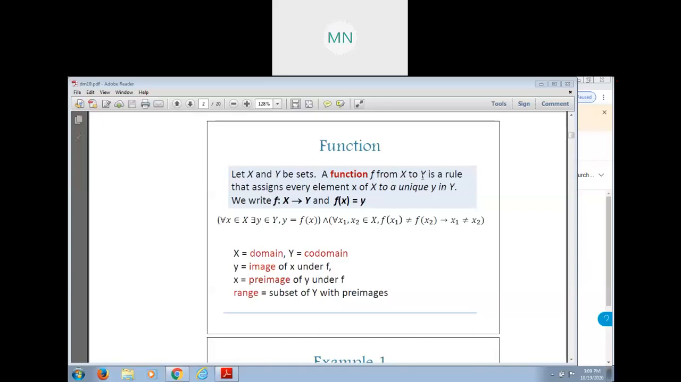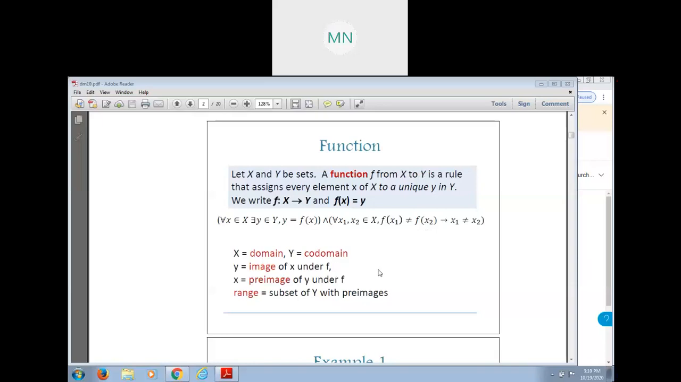Relation is also a collection, a subset of ordered pairs. In that case also, the first element of the set is related to the second one, but for the function there is a specific rule that every element of the first set is associated with a unique element in Y. For this we write f is a function from X to Y, and f of x equals y. Here X, the first set, is the domain, and Y is the codomain.